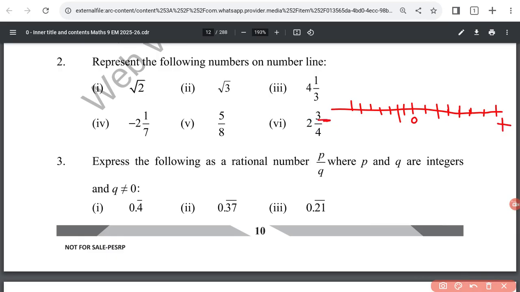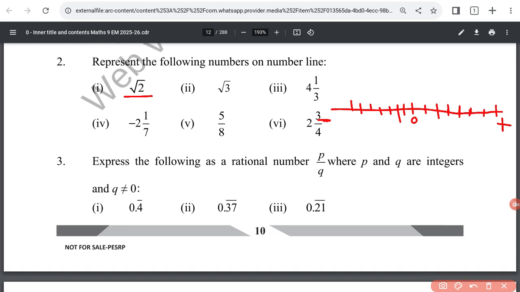So the first one is square root of 2. Square root of 2 falls between 1 and 2, almost at 1.4. So 1.41 is almost here. Square root of 2 will come here. So this is the place of square root of 2. Okay, so now we move towards the second part.